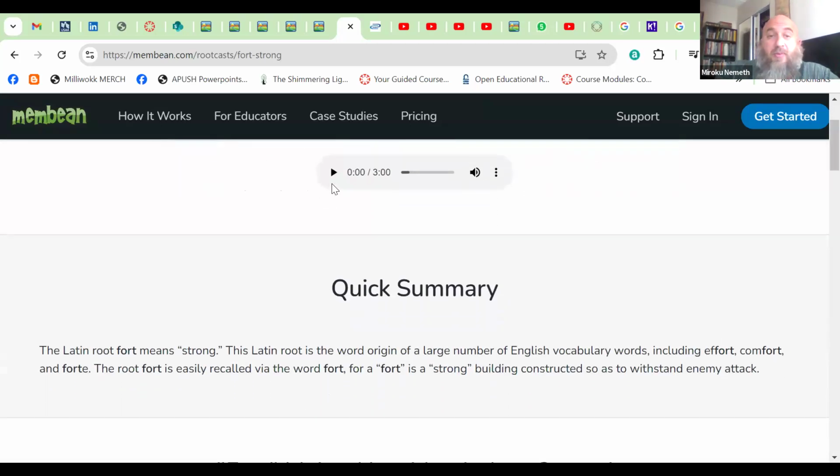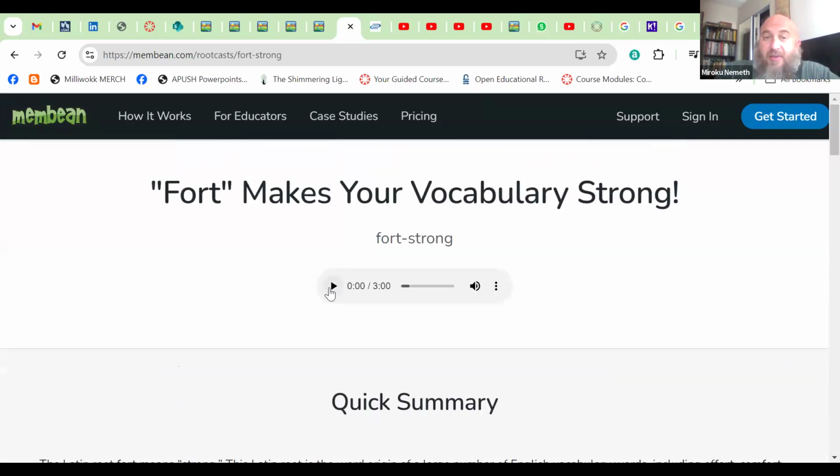So I give you an explanation of the root, and then they have a podcast, 3 minutes. And usually, the Latin root fort means strong. Today we will endeavor to strengthen your vocabulary using minimal effort. This is Word Root of the Day, brought to you by Membean.